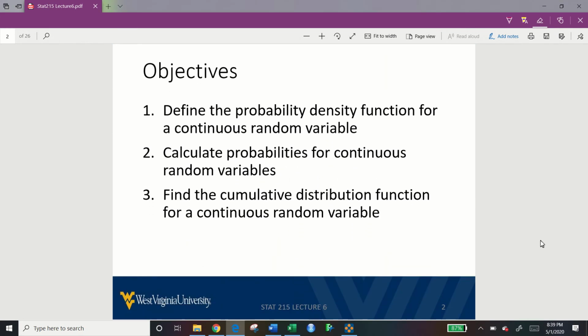In this video we have three objectives. First, we are going to define the probability density function for a continuous random variable. Second, we are going to calculate probabilities for continuous random variables. And third, we are going to find the cumulative distribution function for our continuous random variable.